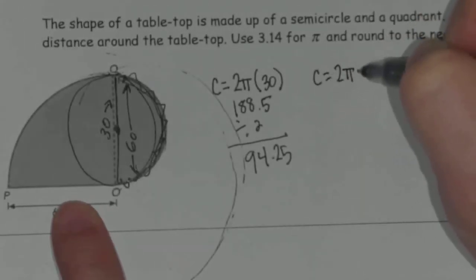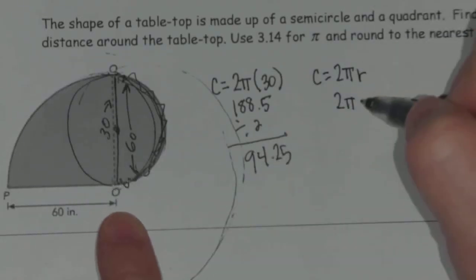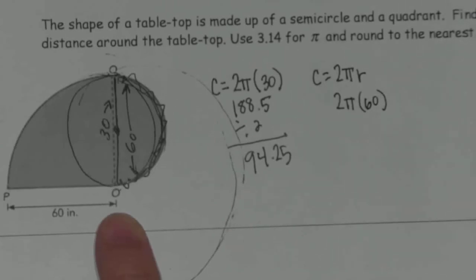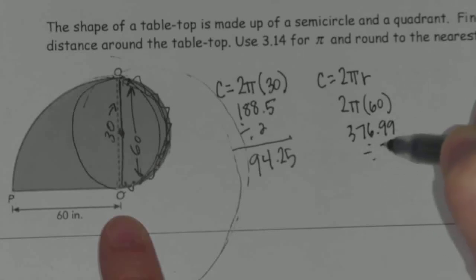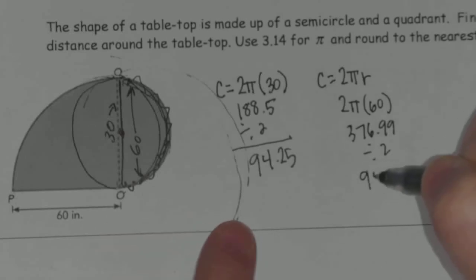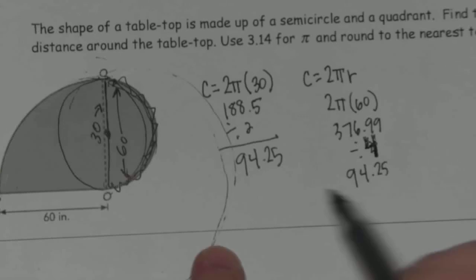So circumference equals 2 times pi times r. My radius here this time is 60. So 2 times pi times 60. I get 376.99. I'm going to divide that by 2 to get, actually not by 2, I'm going to divide it by 4 because I want a fourth of that length. So I get 94.25. Again, dividing by 4 because we want 1/4 of the circle.